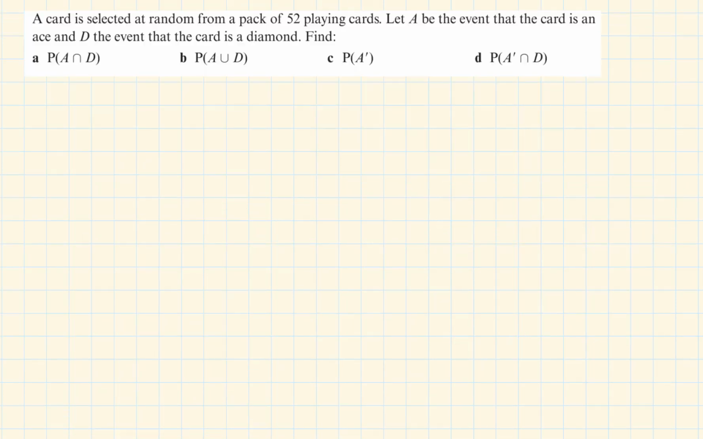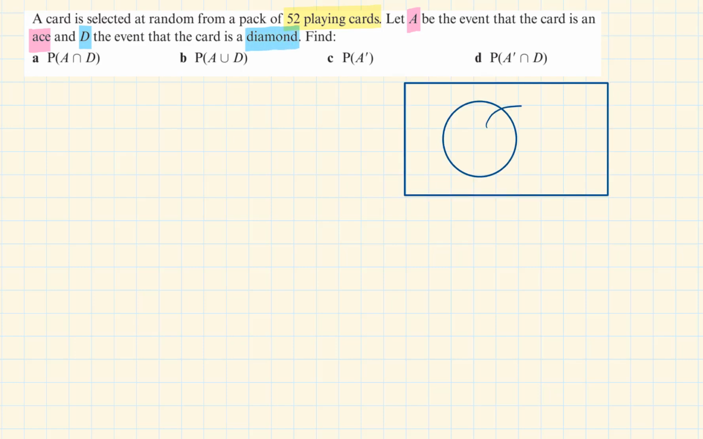A card is selected at random from a pack of 52 playing cards. Let A be the event that the card is an ace, and D the event that the card is a diamond. To start answering these probability questions, we first draw a Venn diagram. Drawing a Venn diagram is going to make our life much easier.